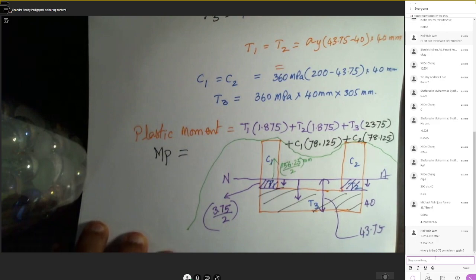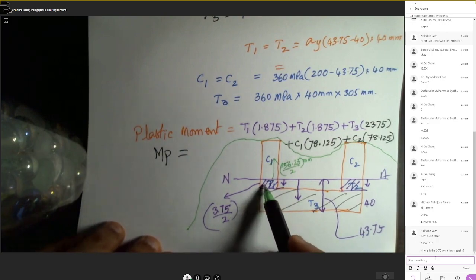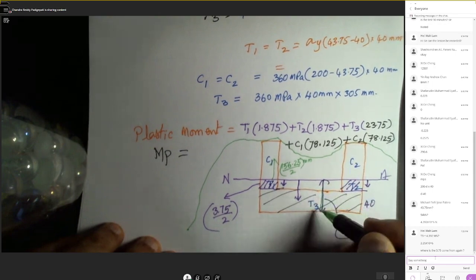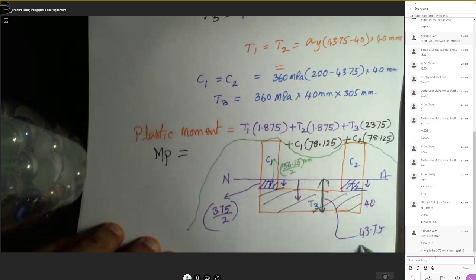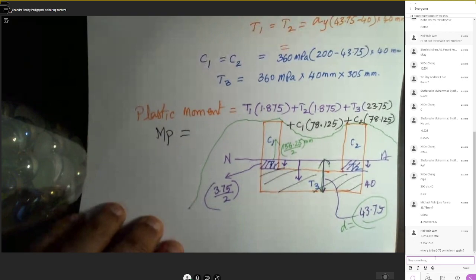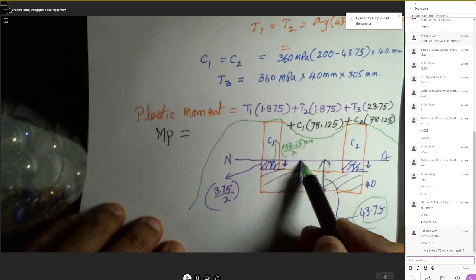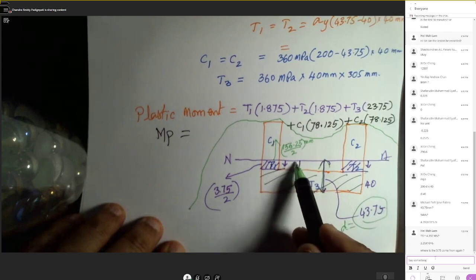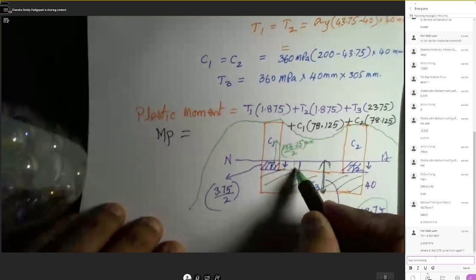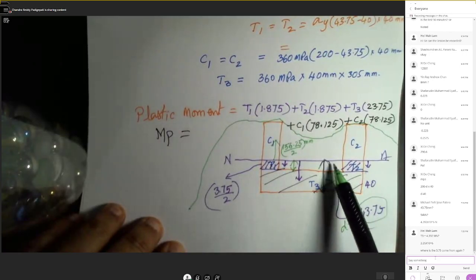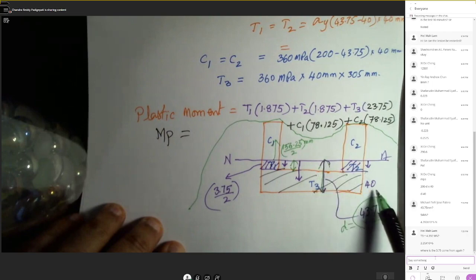Where is the 3.75? Okay, so 3.75 is because this total height is 43.75, right? This is your D. So that means this is 40, so this will be 3.75. The whole thing will be 3.75. So simply 43.75 minus 40. Is that clear, Heba?